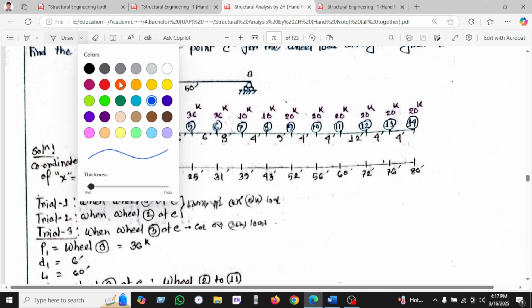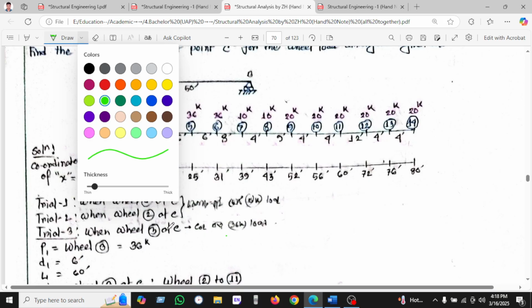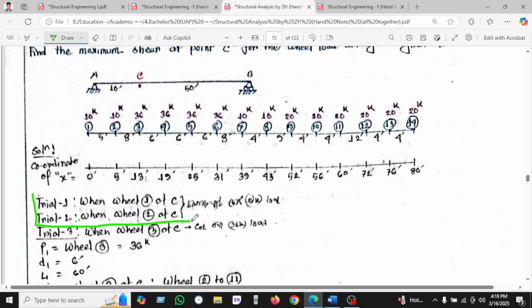Okay, so let's start. How can we start? We don't need trial 1 and trial 2, with wheel 1 and wheel 2 at C. We don't check wheel 1 and wheel 2 at C, because their value is less than wheel 3. As we see, 10 and 10 is less than 36. That's why we will give the trial to wheel 3, which is 36 kip at C.